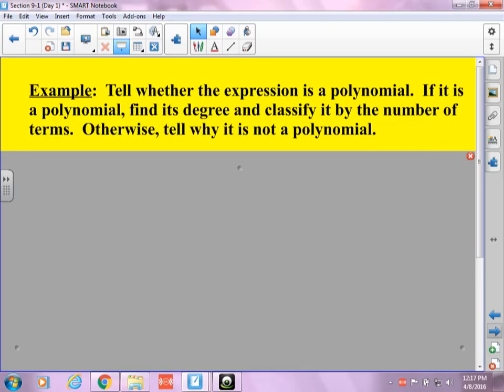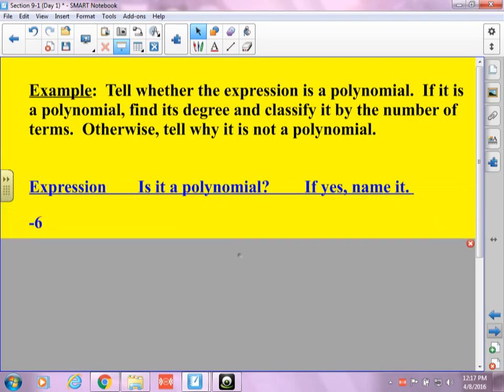All it's saying is, is it a polynomial, yes or no? And if it is, name it. First name, last name. That's all it means. All right, so let's take a look at the first example.